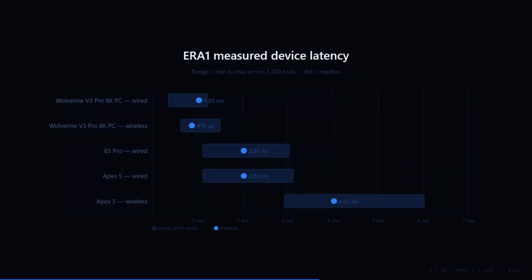Here is what ERA1 measured for each configuration. Raw reported latency from button press to USB report arrival. The ranges are wide. A wireless device at a lower polling rate can swing several milliseconds between its fastest and slowest samples. That is expected. That is real device behavior, not measurement error.